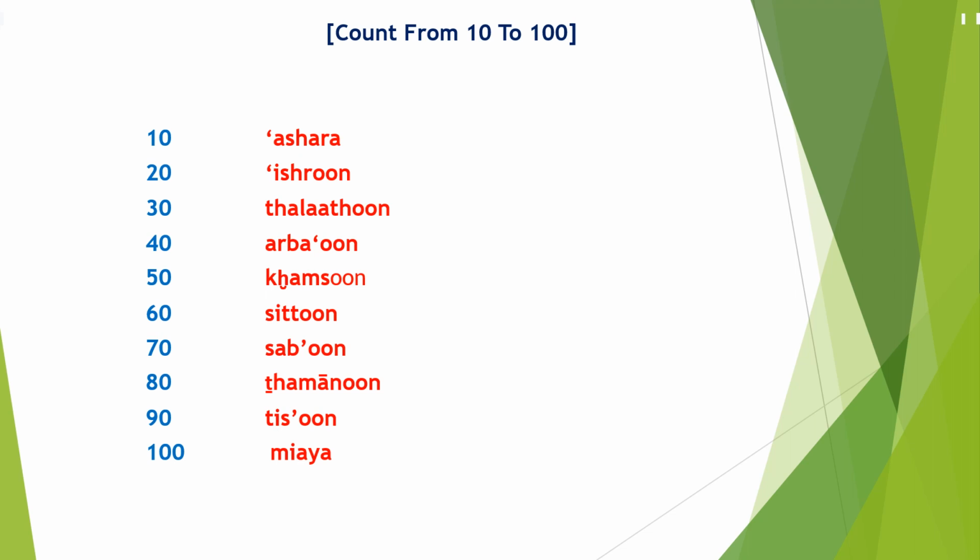So if you want to count between 30 and 40, for instance, you apply the same rule that I've discussed in the previous slide, which is the numbers between 1 and 9 plus wa, which means and, plus 30, which is ثلاثون. So for instance, 31 means واحد وثلاثون, 32 اثنان وثلاثون, and so on and so forth.